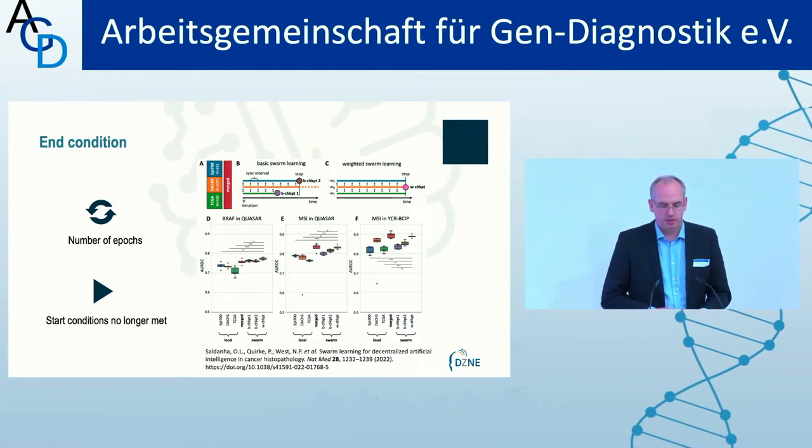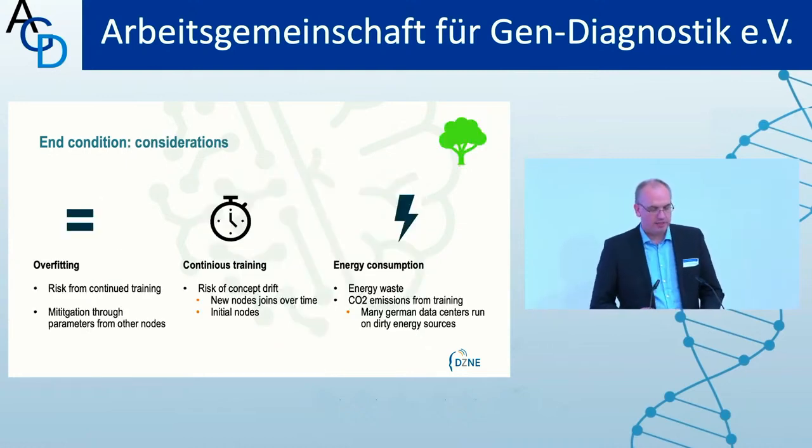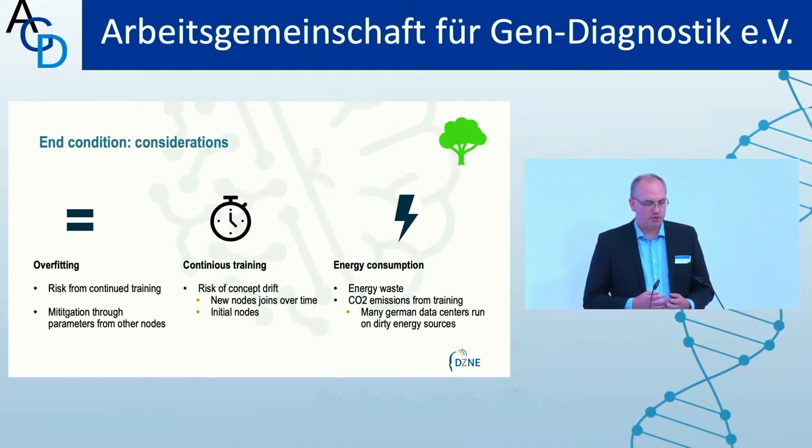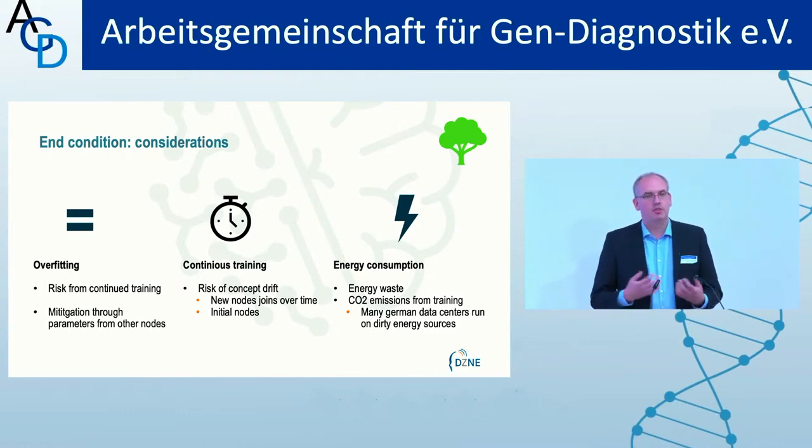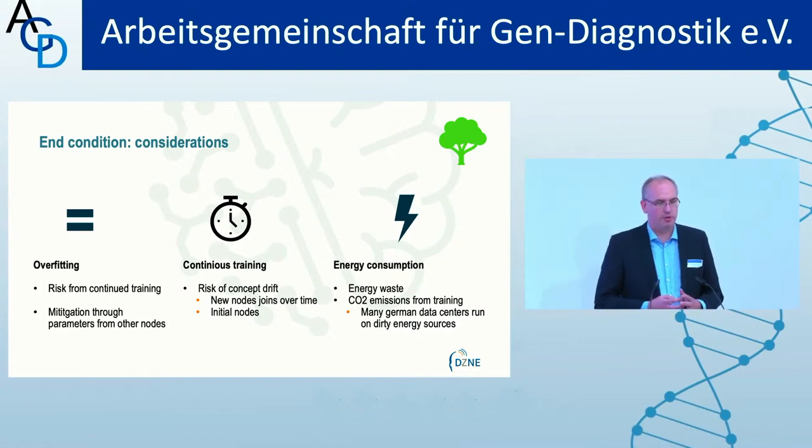the performance. There are some other considerations that you should take when looking at the end of the training of the swarm. First of all, there's a risk of overfitting. However, since you work in a swarm, you're not always training on your samples, but after each merging step, you're also getting input from other samples. So this risk can be mitigated by the swarm.